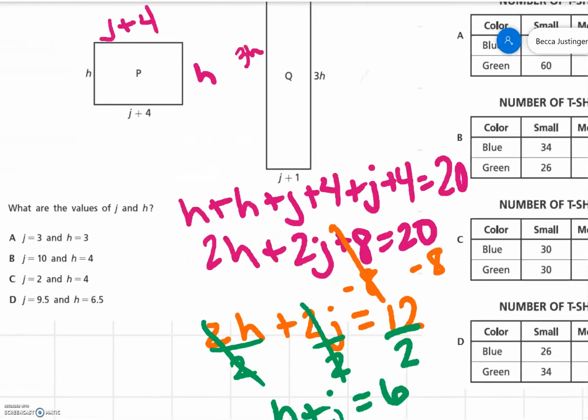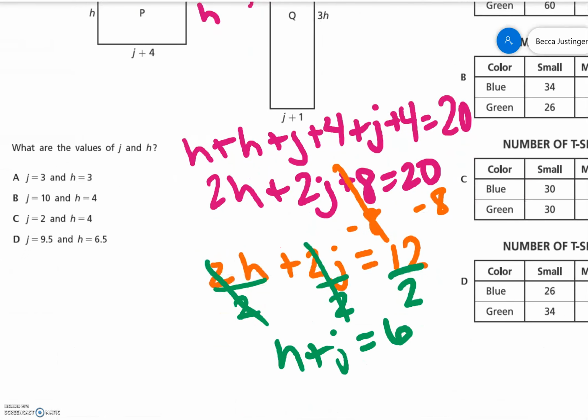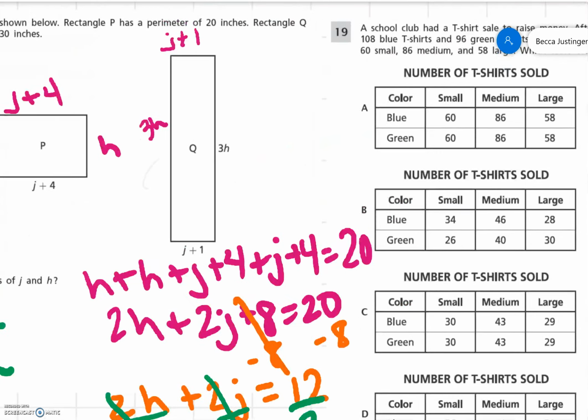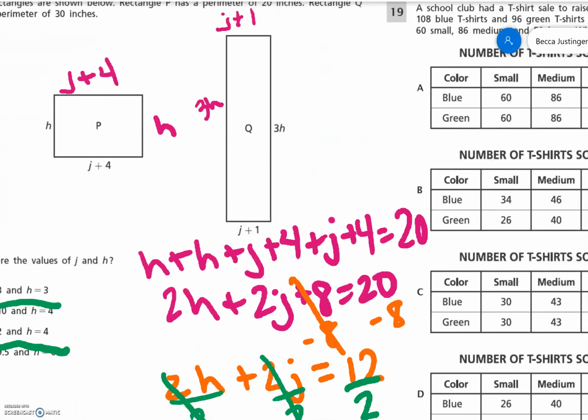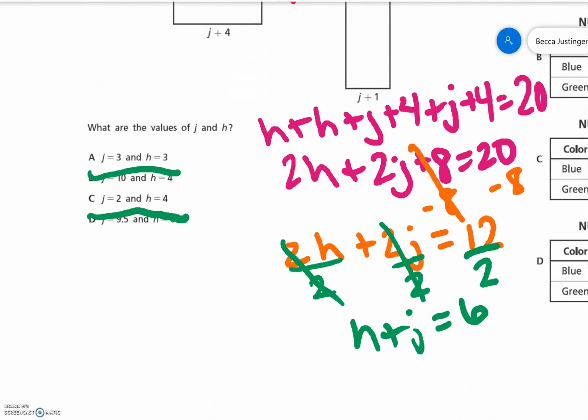I did the first one right, where we add up all the sides. H plus J plus 4 plus J plus 4 equals 20. Combine like terms, we get 2H plus 2J plus 8 equals 20. Subtract 8 from both sides, and then divide everything by 2. We get H plus J equals 6. That's when I crossed off options B and D, because adding those for H and J together does not give you 6.